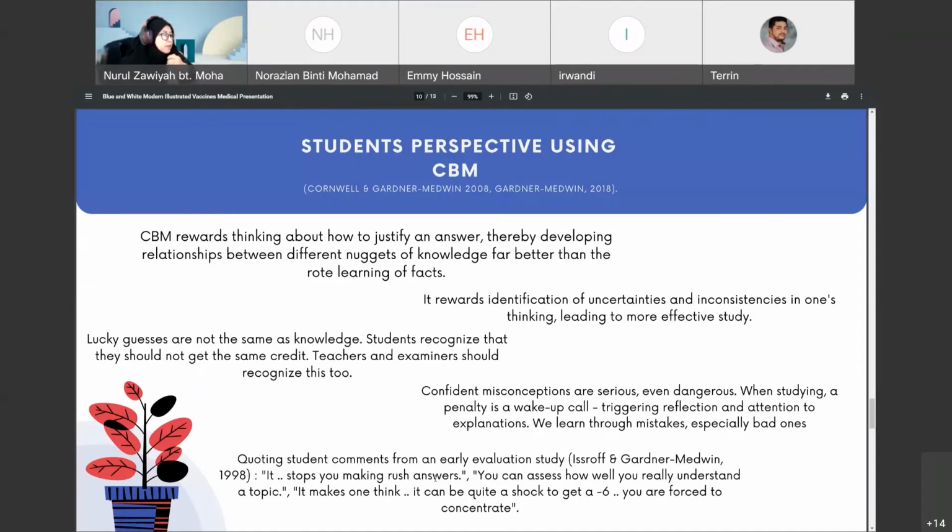It stops you making rushed answers. A simple 5-word question might make students think more than 1 minute just because of the certainty level. You can assess how well you really understand the topic. That's why I said it's good if we make it a task after each class. It makes one think. It can be quite a shock to get a -6. You are forced to concentrate. So I like this part of the students' perspective. Maybe we can have this kind of thing in our courses.